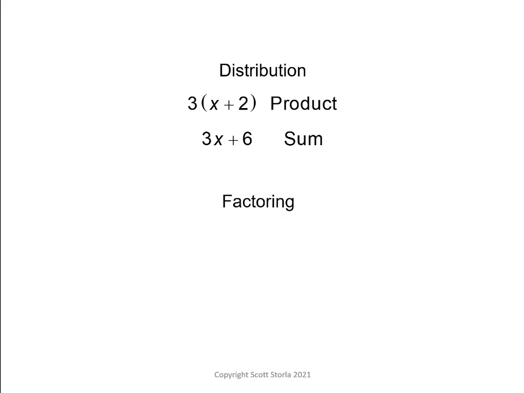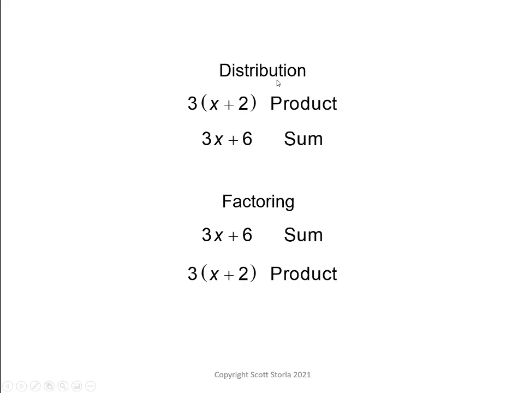So far with polynomials you've used the distributive property to replace a product like 3 times the quantity x plus 2 with the sum 3x plus 6. With factoring we go the other way around. You'll start with the sum and rewrite it as a product. So distribution goes from a product to a sum, and factoring goes from a sum to a product.